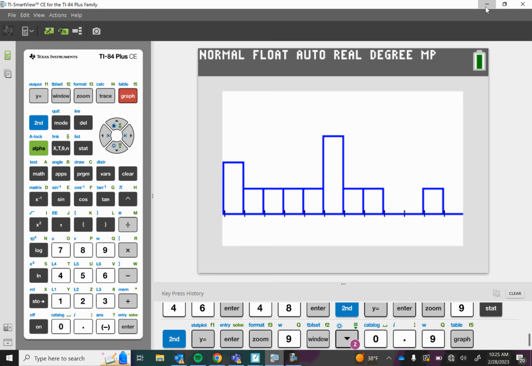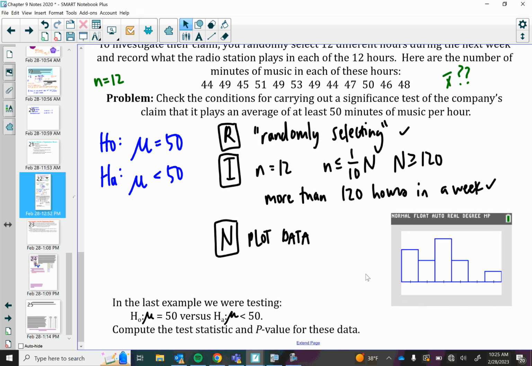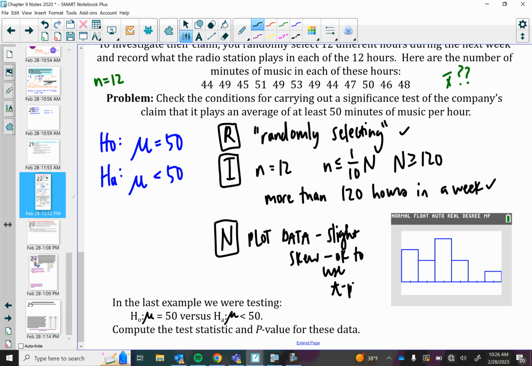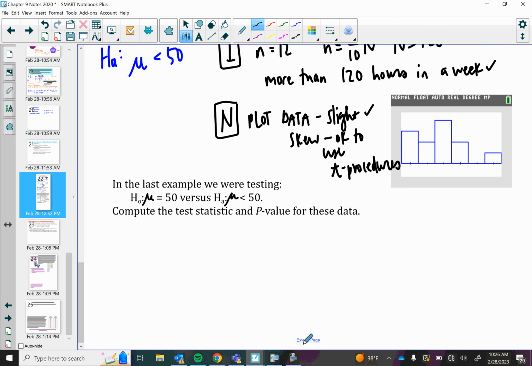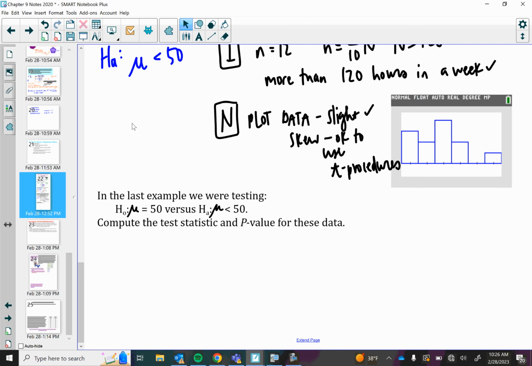And realistically, if we're trying to do a problem like this, it's probably going to work. So I'm going to plot my data. I'm going to sketch this little histogram here, and I am going to say that there is a slight skew, but it is okay to use our T procedures. It is important to draw out your histogram here.